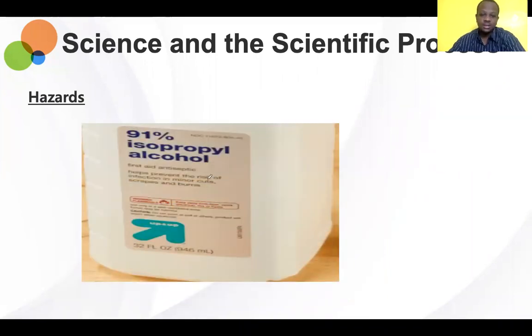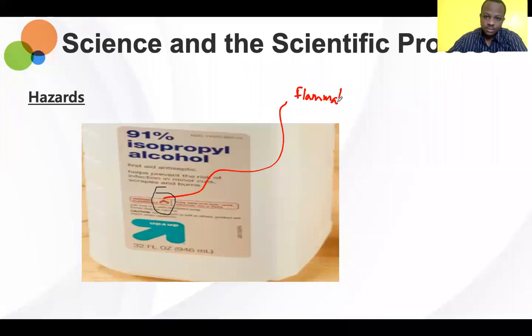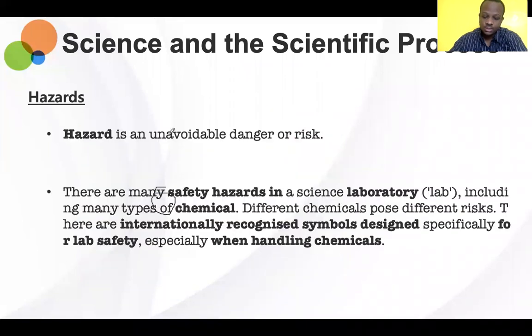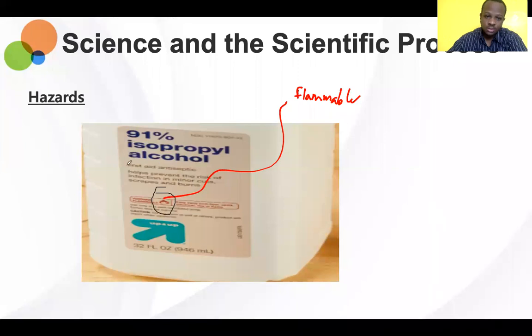Do we see any here? Flammable. We're seeing flammable right here. And this is of course our alcohol. Alcohol, of course, is flammable, and you don't want it to catch in your eyes or anything like that. So we can move on. Are we good so far?